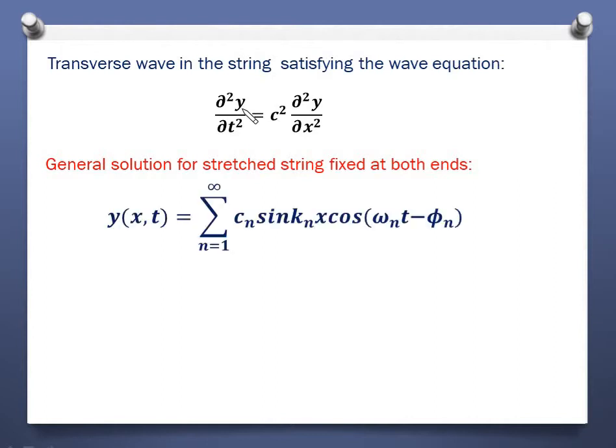general solution. Here, Cn and phi n are constants, Kn is given by n pi over L, L is the length of the string, n is an integer, omega n is Kn into C, C is given by square root of T over m, T is the tension of the string, m is the mass per unit length of the string. This also I have derived in lecture 2. You will find the link of the videos in the description.